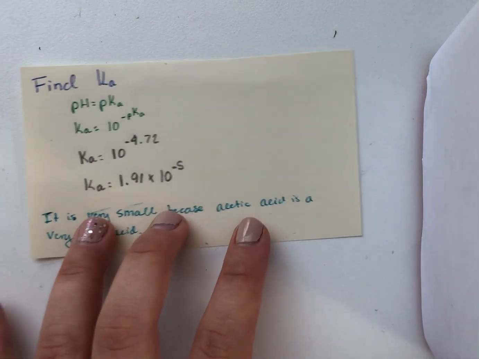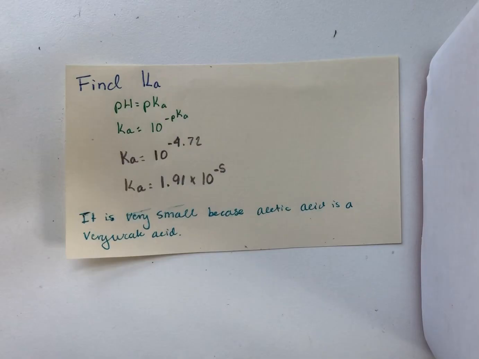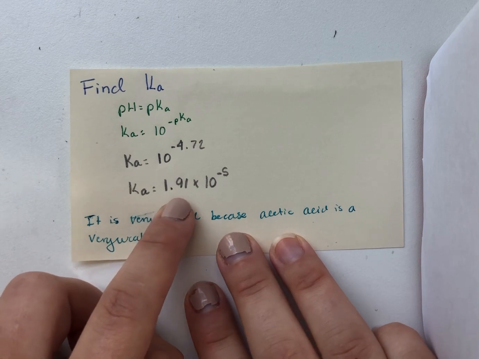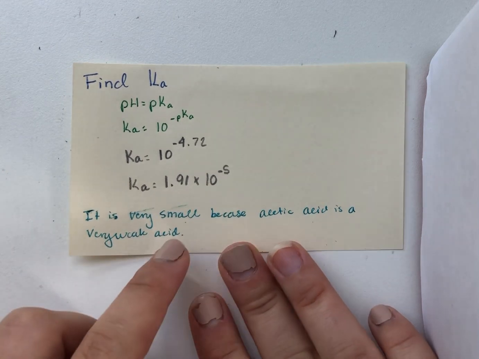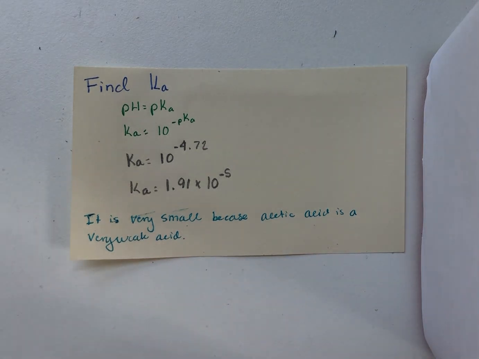And then finally, we have to find Ka. So pH equals pKa, and Ka equals 10 to the negative pKa. So when you do Ka equals 10 to the negative 4.72, because we found that for pKa, it gives us the final value of 1.91 times 10 to the negative 5. Now, this is very small because the acetic acid is a very weak acid. If we had a very strong acid, the number would be very large.